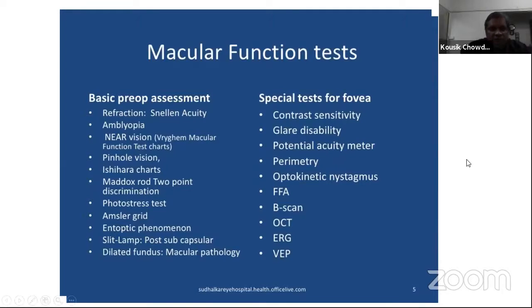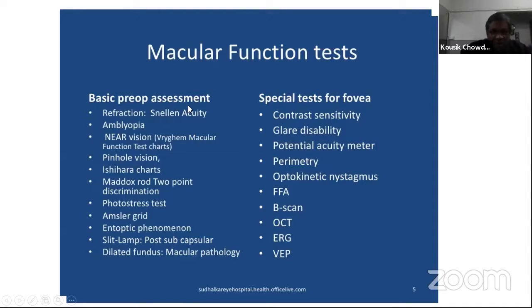Now, macular function test. The macula, we have come to know, is the most important and central part of the retina. So checking the function of the macula is very important. How can we check the function of the retinal macula?